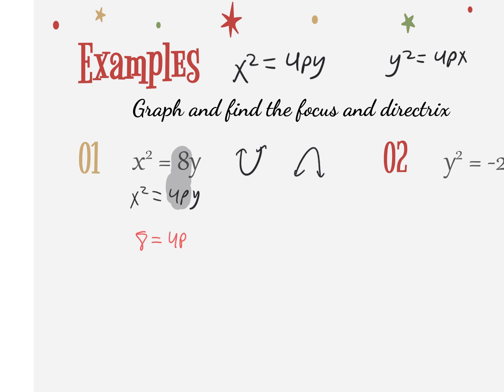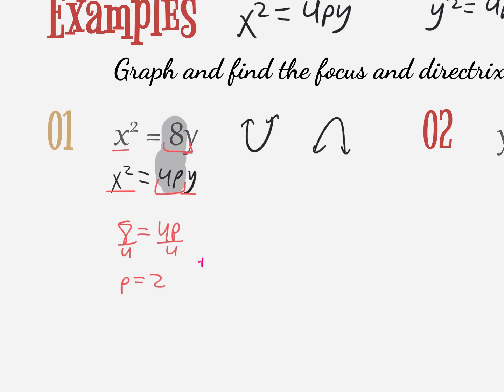Hopefully we see there's an x squared, a y, and the only thing that doesn't match is this 8 and this 4p. So we set them equal to each other to find our p value. If you divide by 4 on both sides, you get p equals 2. Now what does this mean? This means, I'll make a note right here, the focus is 2 units away from the vertex.